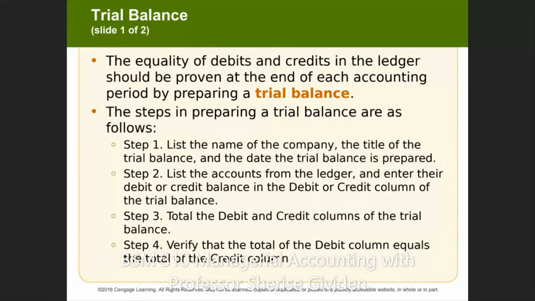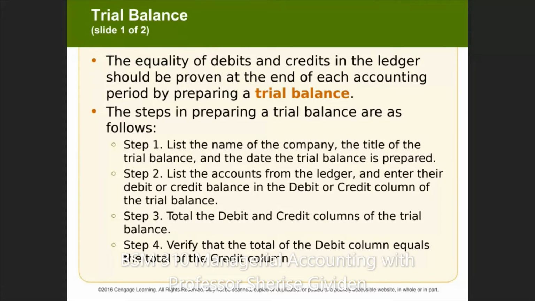Thank you. So there's an example of a trial balance. Step 1, you're going to list the name of the company, the title of the trial balance, and the date the trial balance is prepared. Step 2, list the accounts from the ledger and enter their debit or credit balance in the debit or credit column of the trial balance. Step 3, you're going to total the debit and credit columns of the trial balance, because these need to equal.